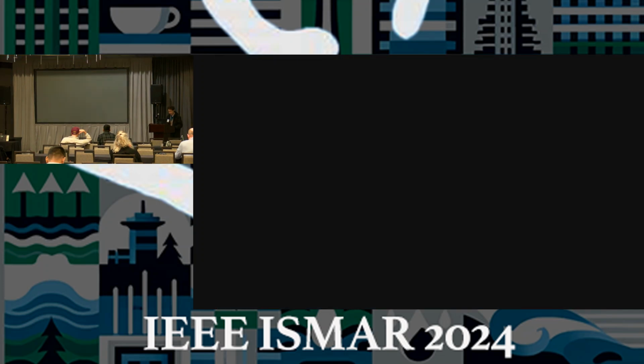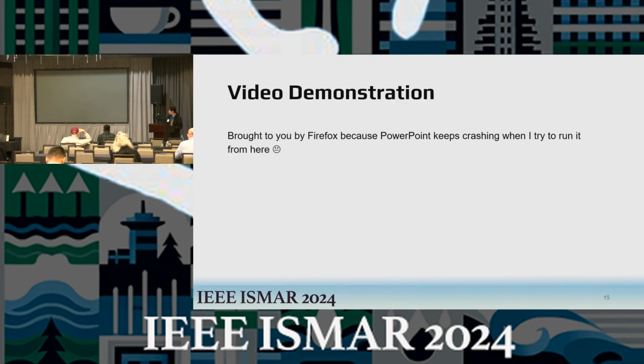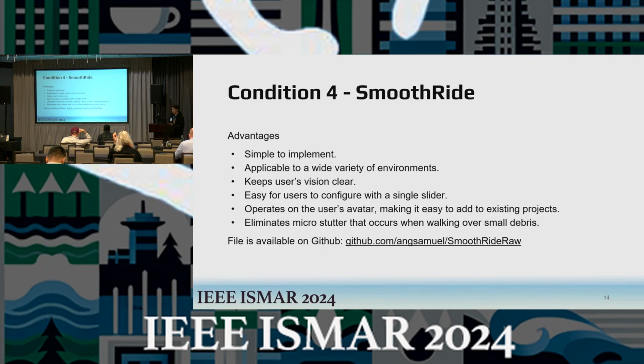Let's head back to our presentation here. All right, so SmoothRide comes with a number of advantages. For one, it's very simple to implement. We have our implementation in Unity here, but you could conceivably do this pretty easily with any other game engine you want to work in. It's applicable to a wide variety of environments. So if your environment has any sort of terrain like this that changes the user's level of elevation and a steering metaphor where you're holding a joystick down, SmoothRide fits right into that.